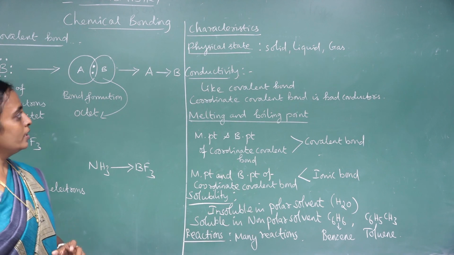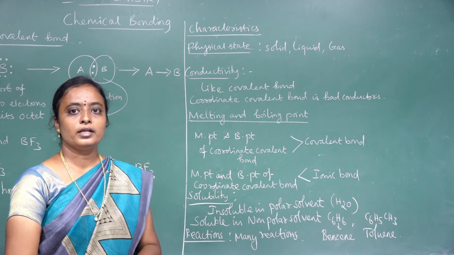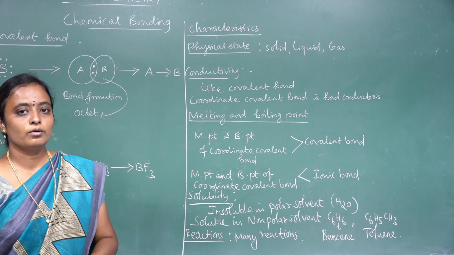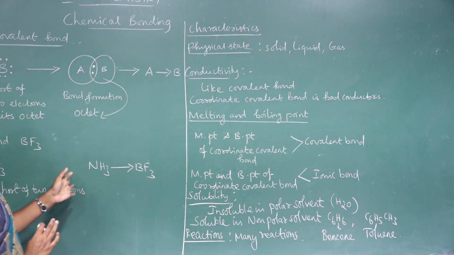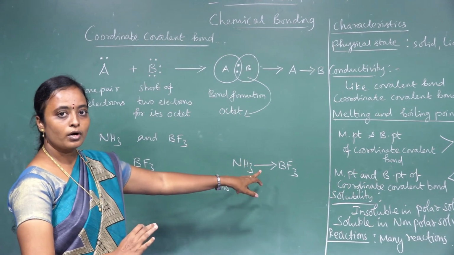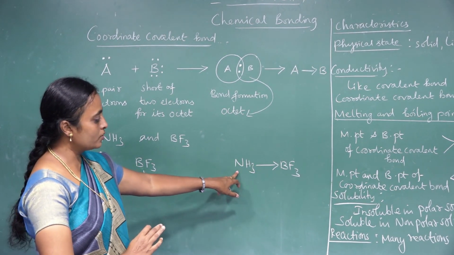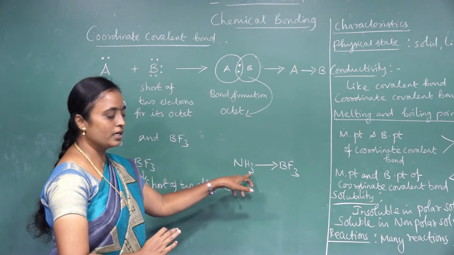Okay. And today we have discussed only the coordinate covalent bond. And what is a coordinate covalent bond? As an example, I have given ammonia with boron trifluoride. So the NH3 with BF3 bond formation I have explained.